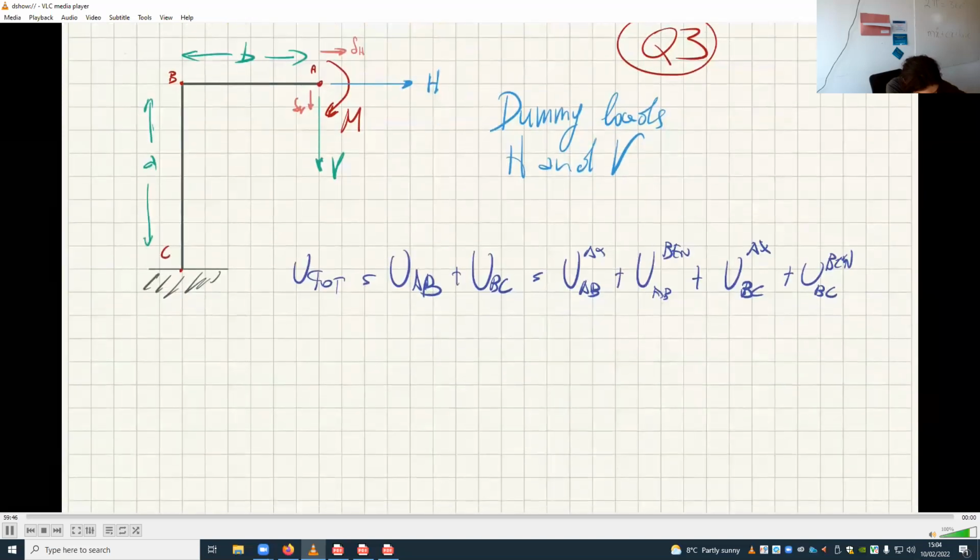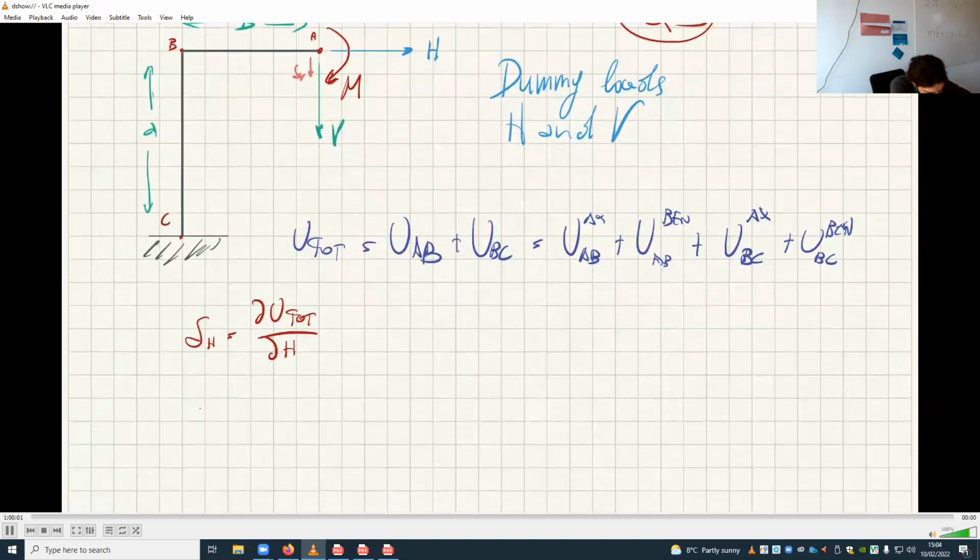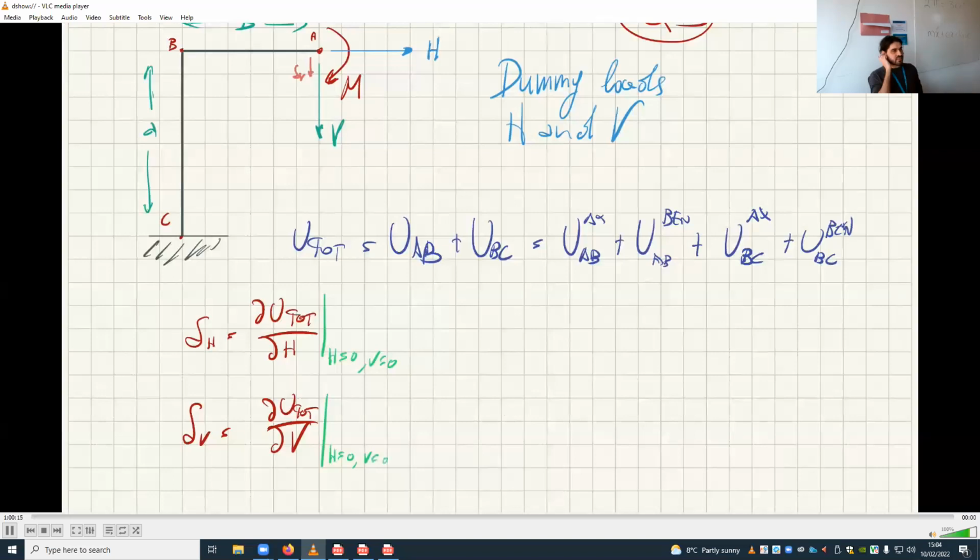So you can find delta H as dU total over dH, and I can find delta V as dU total over dV, remembering that H equals 0 and V equals 0. So you have to remember these two things: in this derivative, after you've done the derivative, remember to set H equal to 0 and V equal to 0, because these are both dummy loads.